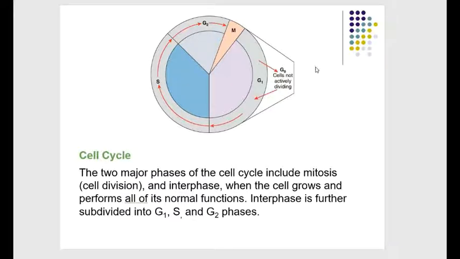So when a skin cell is being a skin cell, a muscle cell is being a muscle cell, whatever it may be, it is in what we consider G0, so not a part of the cell cycle. When it gets triggered into the cell cycle, the first phase is G1, okay? It's going to go from G1 to S phase, from S phase to G2, and from G2 to M. M is going to be mitosis, and we're going to get to mitosis, okay?